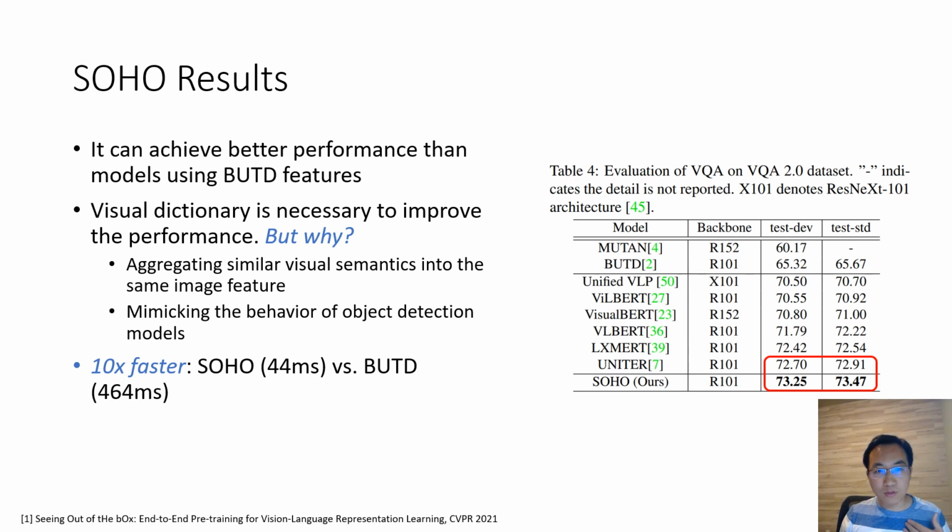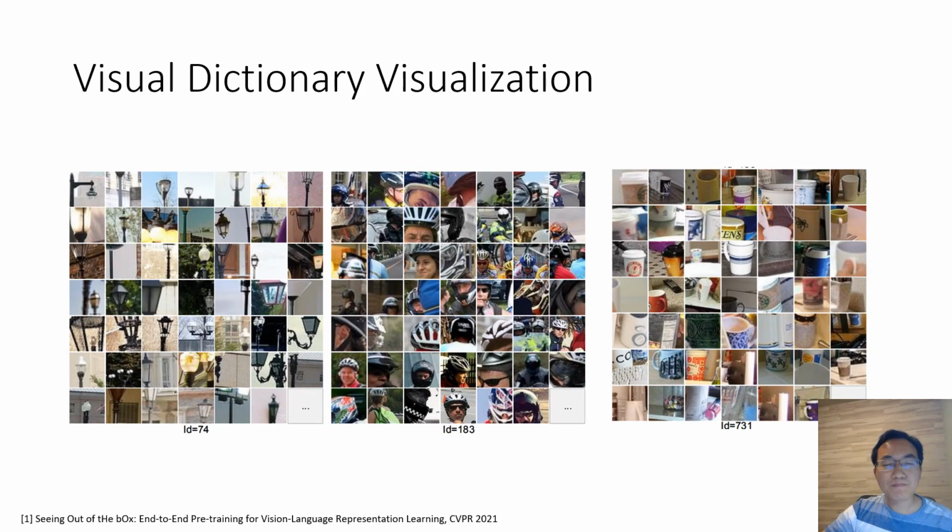And this is kind of trying to mimic the behavior of the object detection model. By doing this, rather than doing true object detection, they can achieve faster inference speed. In their paper, they have shown that SOHO can achieve 10 times faster inference speed. And this is some visual dictionary that has been visualized in the paper. So it makes a lot of sense.